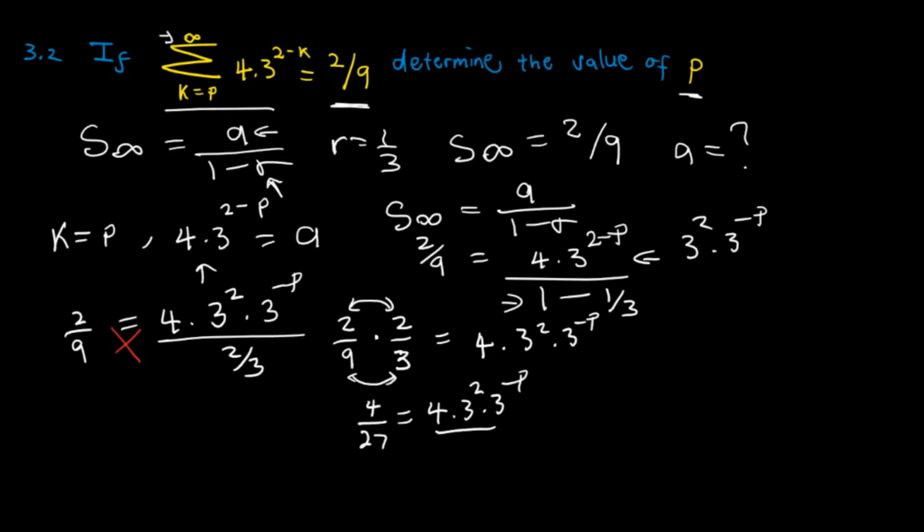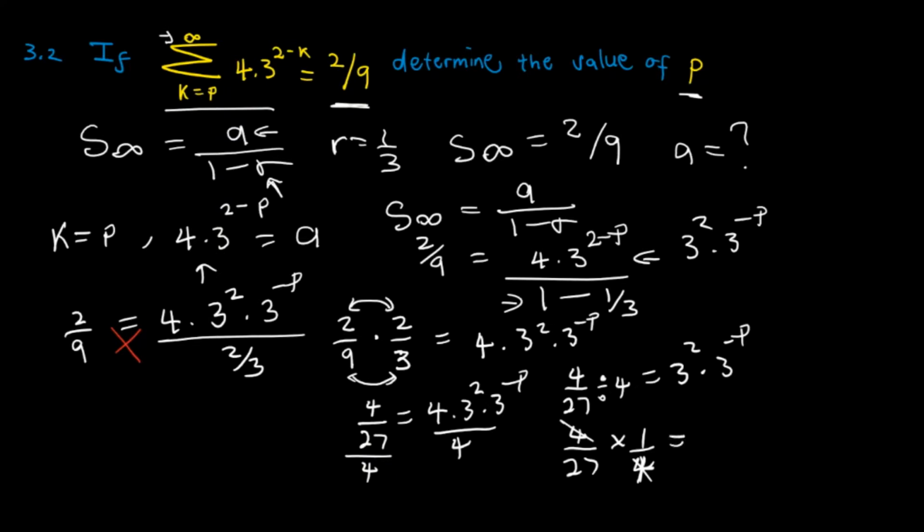Then let's divide by 4. So you're going to divide by 4 and you're going to divide by 4 here. So you're going to have 4 over 27 divided by 4 is equals to 3 to the power of 2 multiplied by 3 to the power of minus p. So it's going to have 4 over 27 times 1 over 4. Because it's division, when you change the sign to multiplication, it's going to tip and multiply. So you're going to have this 4 here going away with this one. So it's going to be equals to 3 to the power of 2 multiplied by 3 to the power of minus p.